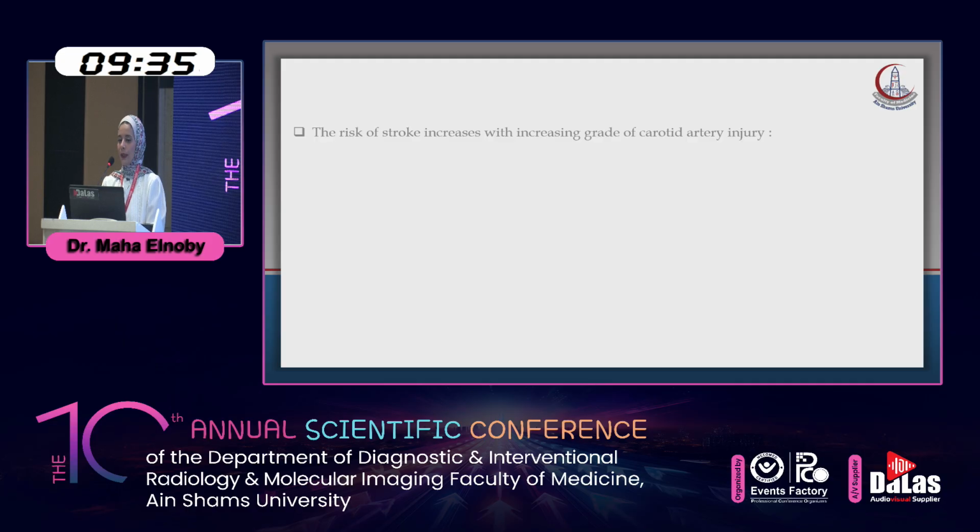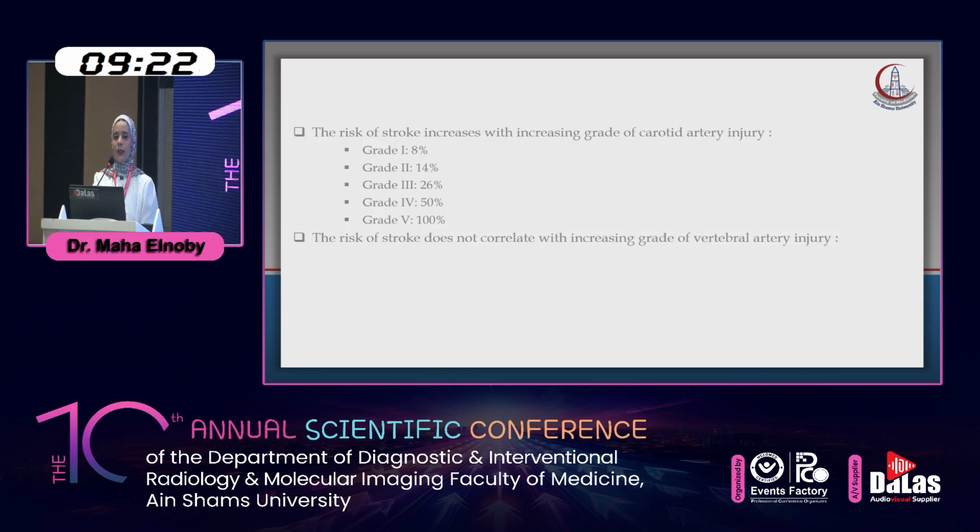The risk of stroke increases with increasing grade of carotid artery injury. Grade 1 has 8% risk of stroke. Grade 2, 14% risk of stroke. Grade 3, 26%. Grade 4, 50%. Grade 5, 100% risk of ischemic stroke.